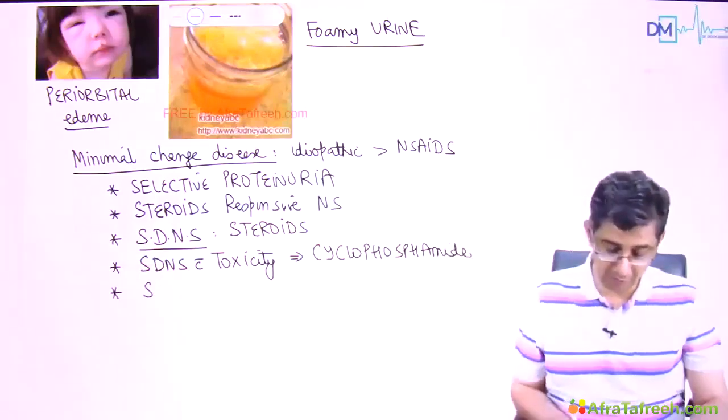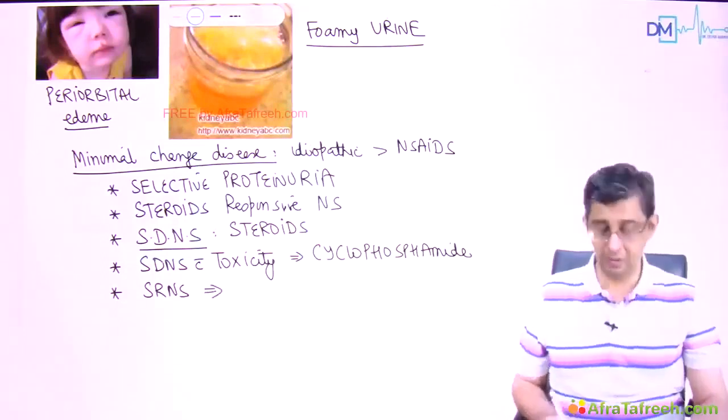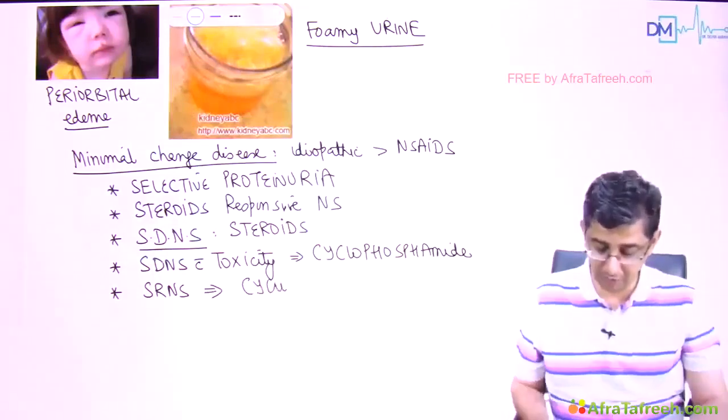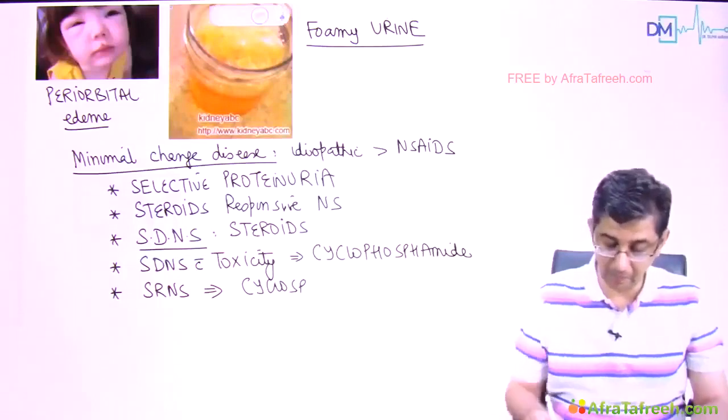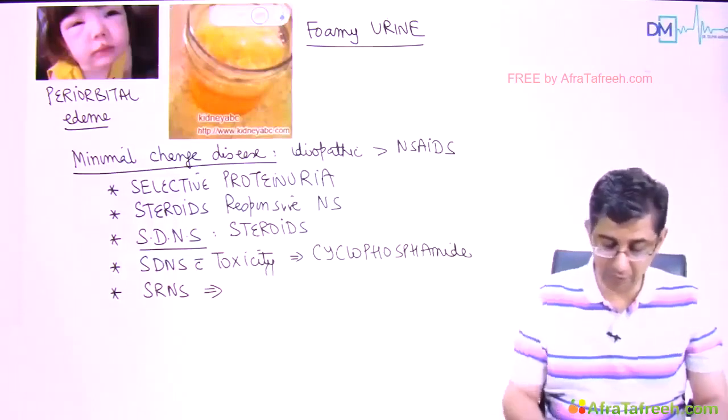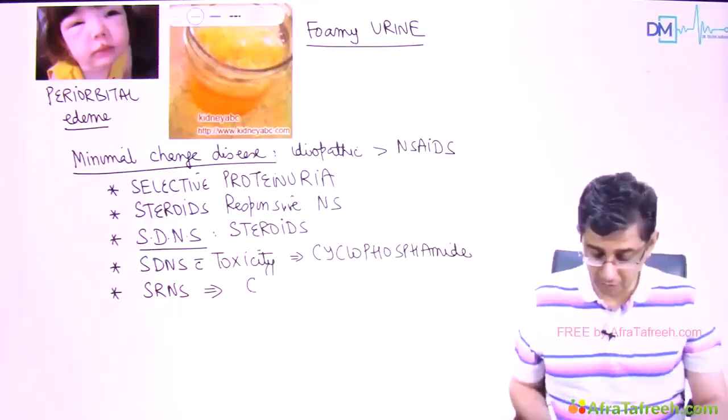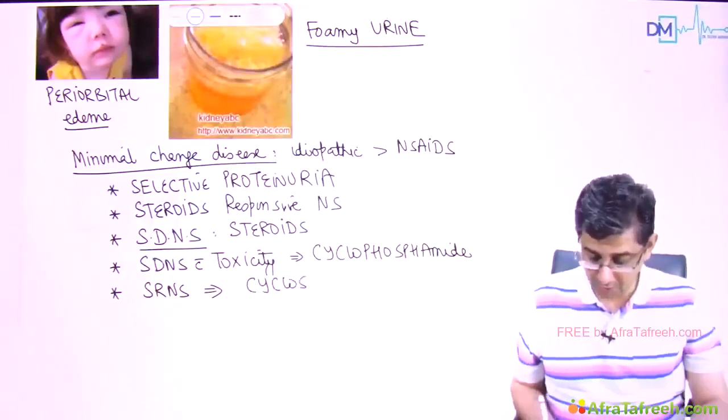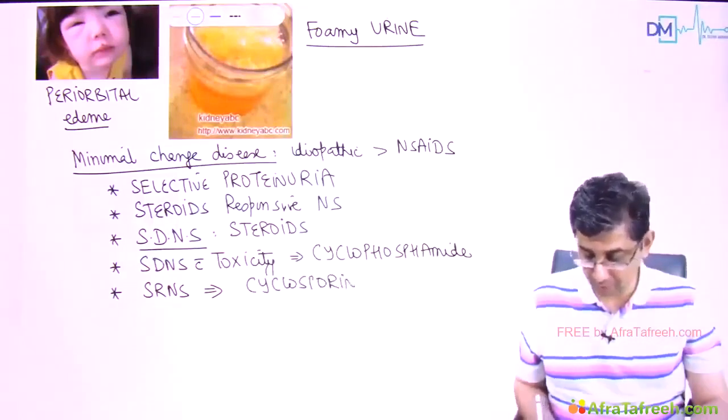However, if a patient is having steroid resistant nephrotic syndrome, for steroid resistance, the drug to be used in the patient is cyclosporin. So for management of these patients, these are the alternative molecules which are to be remembered by you.